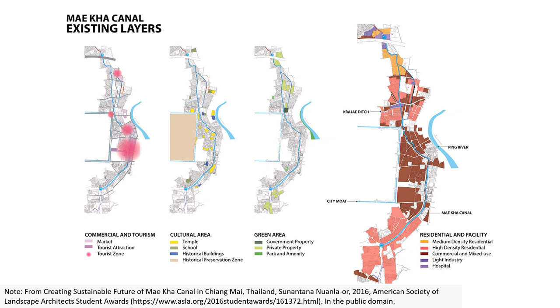Okay. Yeah, this is another exciting one. It's basically four site analysis items in one board. So first, he mapped out the commercial and tourism areas. Next, he mapped out the cultural areas. Third, the green areas, and then fourth, the residential and facilities area. So sometimes you want to do it like this, all separate, or sometimes you want to do it like the previous ones.